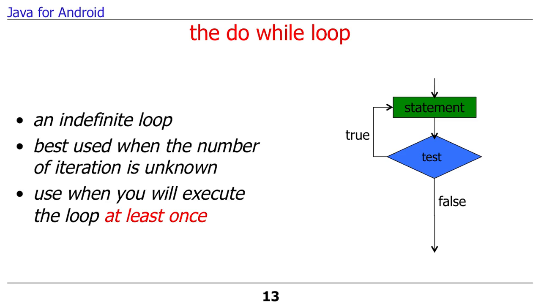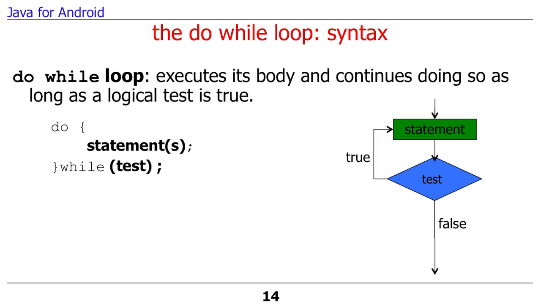Notice how the diagram for this loop is slightly different. When we enter the loop, we immediately execute the body of the loop once. Then we test the conditional to determine if we will execute the body again, or exit the loop altogether. Here is the syntax for a do while loop. Notice the test or conditional is at the bottom of the body of the loop.